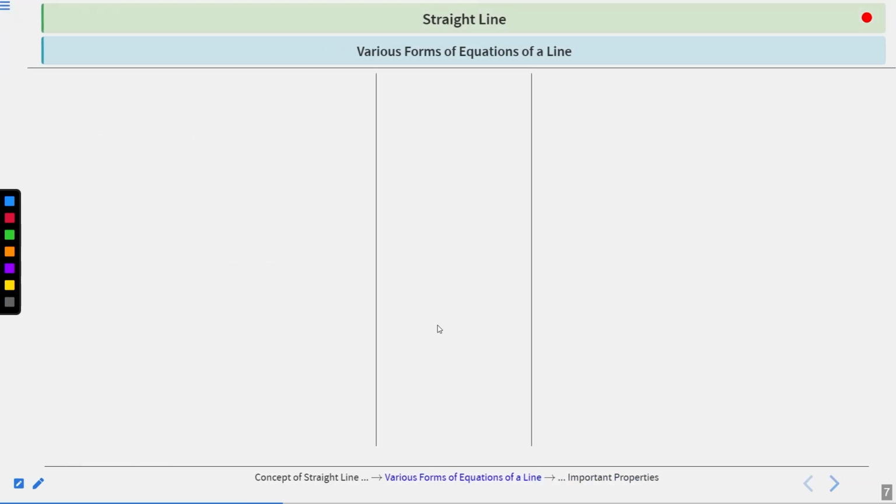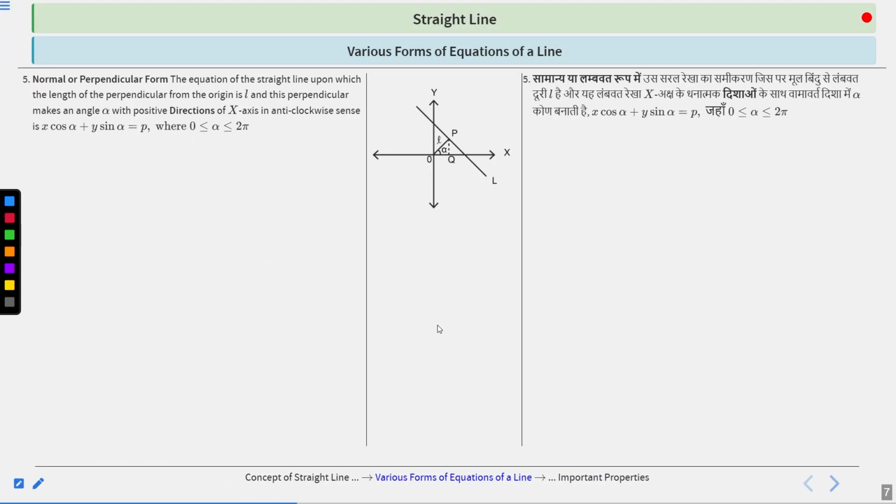Now, normal or perpendicular form. You can see in the diagram that we have a line L, which is supposed to be at a distance L from the origin, and perpendicular to the given line. Therefore, the equation of the straight line upon which the length of perpendicular from the origin is L.